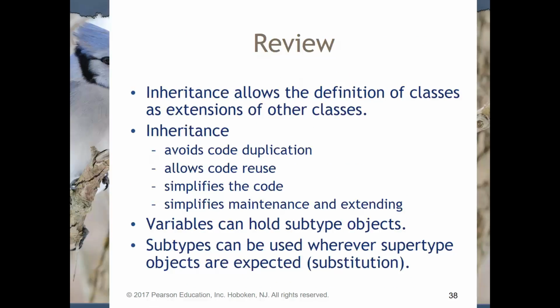To review this lecture, inheritance allows definition of classes and extensions of other classes. In other words, I can extend parent classes into subclasses. Inheritance allows you to avoid code duplication, code reuse, simplifies the code, helps with maintenance and extending. It can make actually code harder, but that's usually a rare circumstance. It's not by design. If you're developing properly and you're having self-documenting code and a good design, you'll go ahead and do it. Variables can hold subtypes of objects. In other words, the parent can hold itself or any of its children objects. Subtypes can be used wherever supertype objects are expected via substitution.